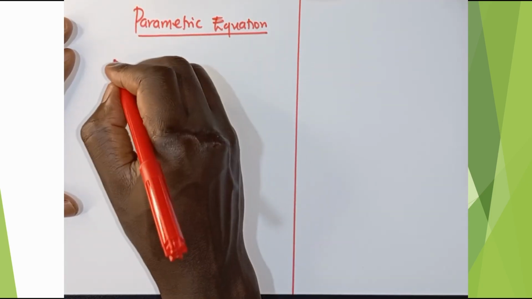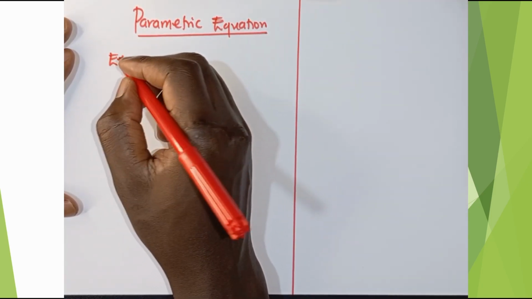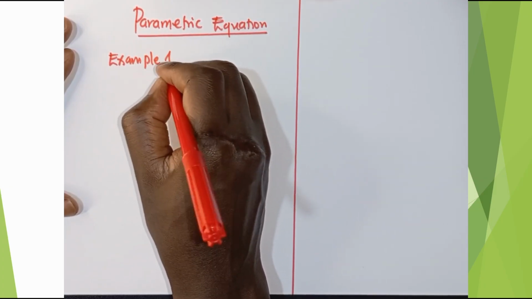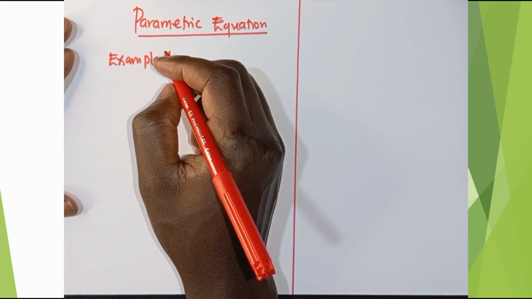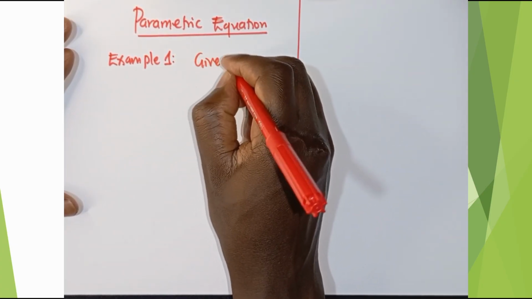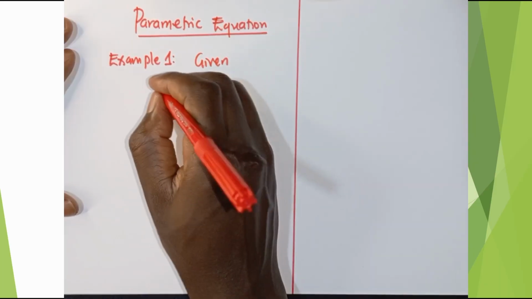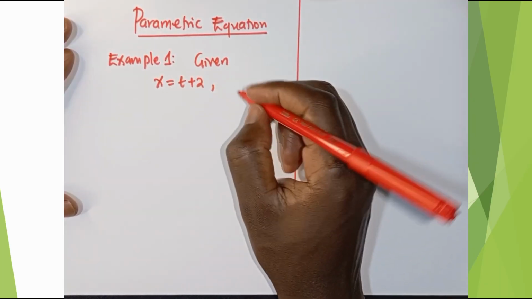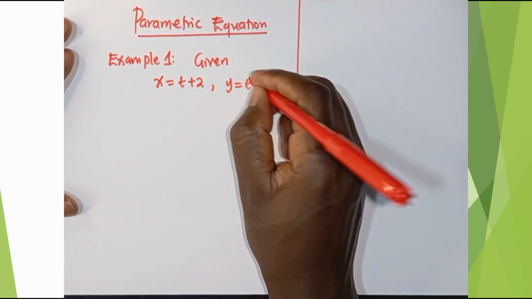Example 1. Suppose we are given x is equal to t plus 2 and y is equal to t squared plus 1.